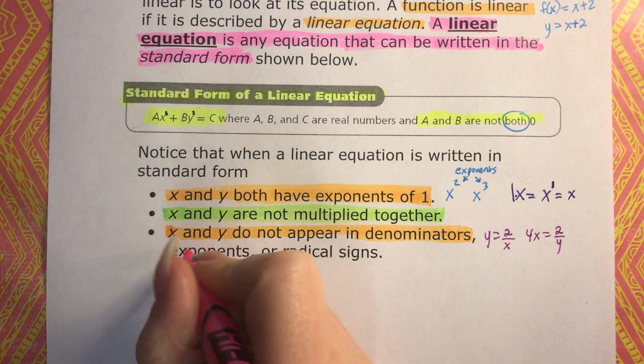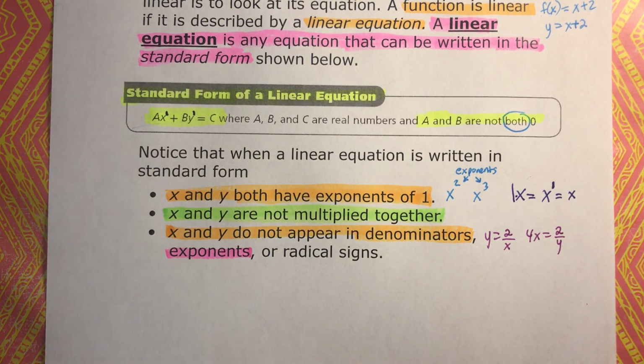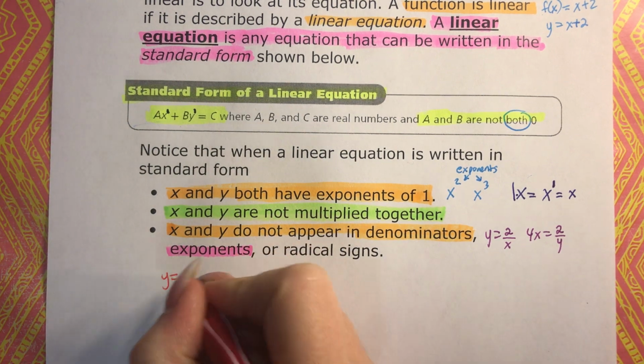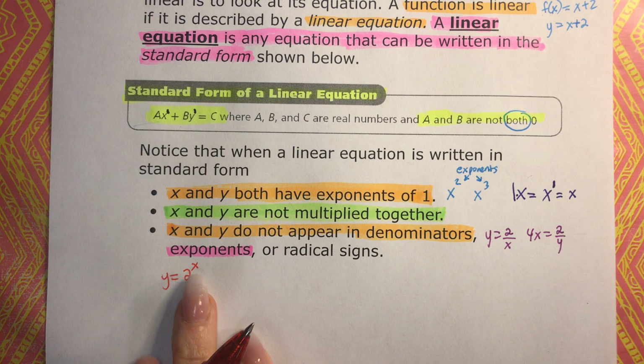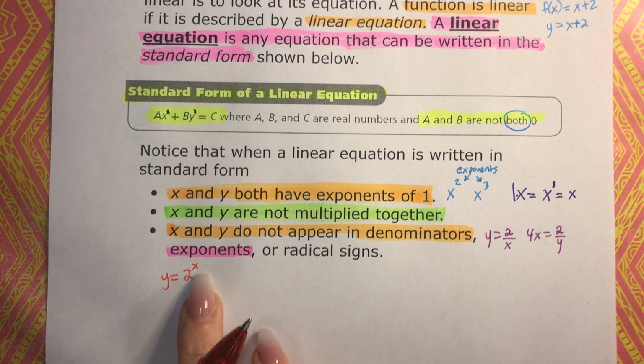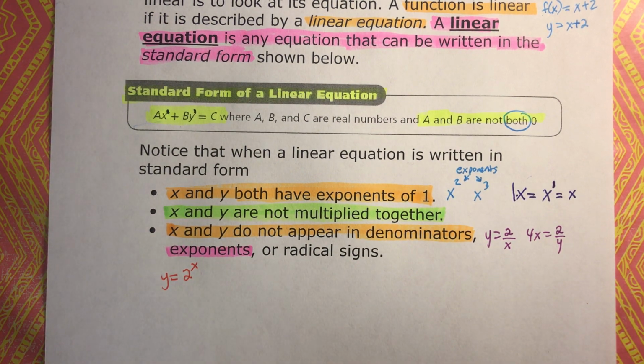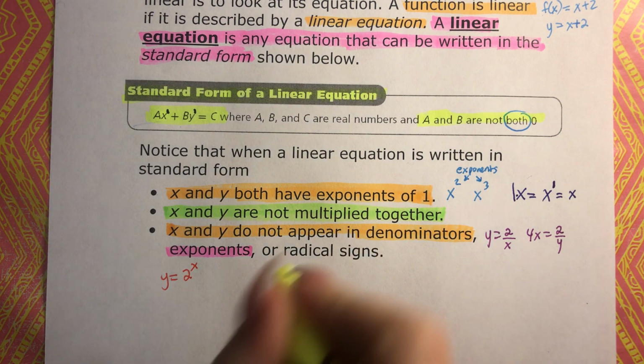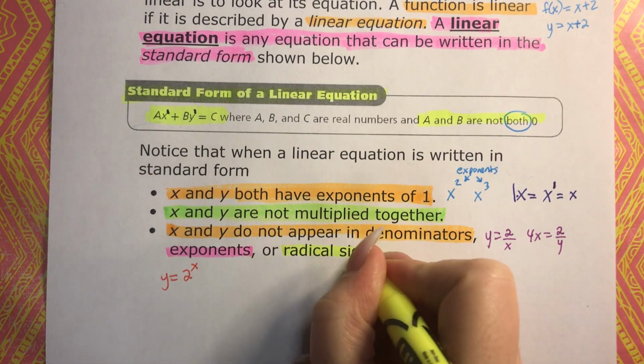It also says that the x cannot appear in the exponent. So that would be something like y equals 2 to the x. So that variable cannot be in the exponent. If there's a variable in the exponent, it is not a linear equation. And then the last thing is it can't be in a radical sign.